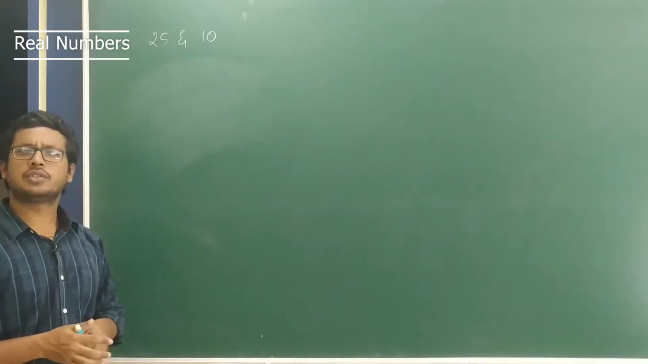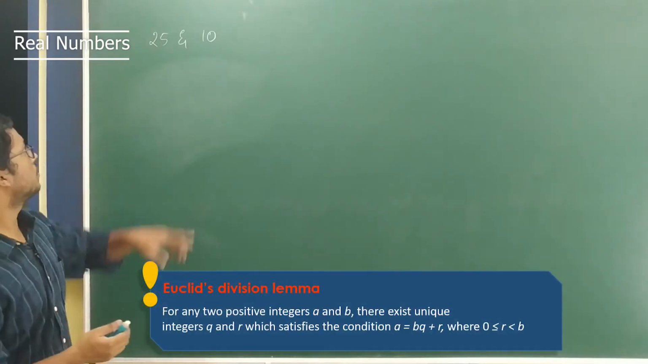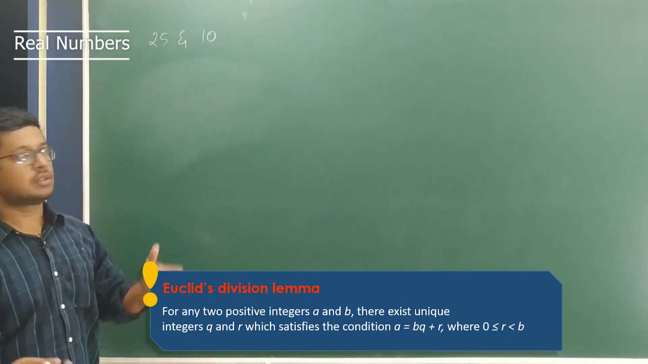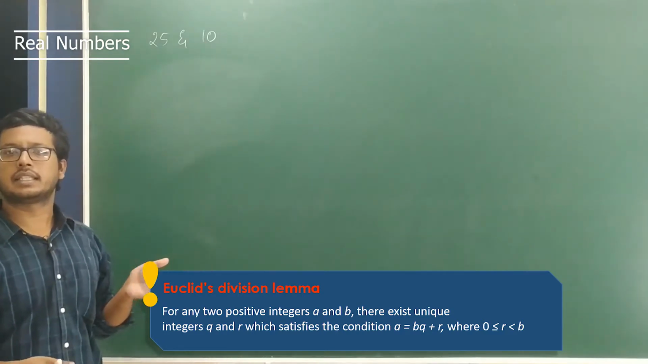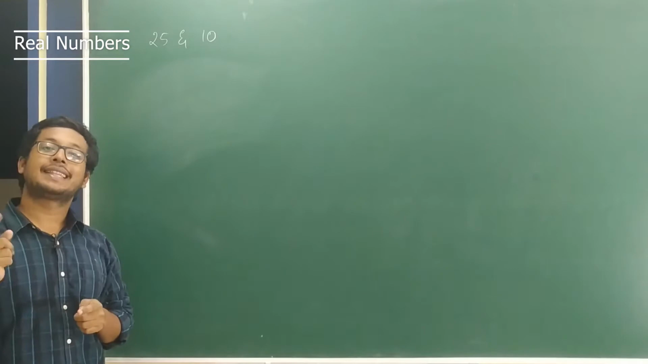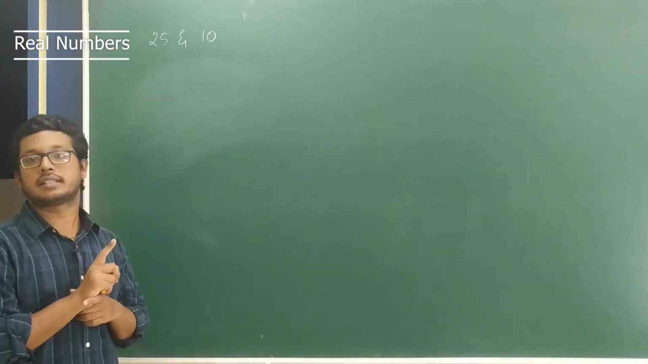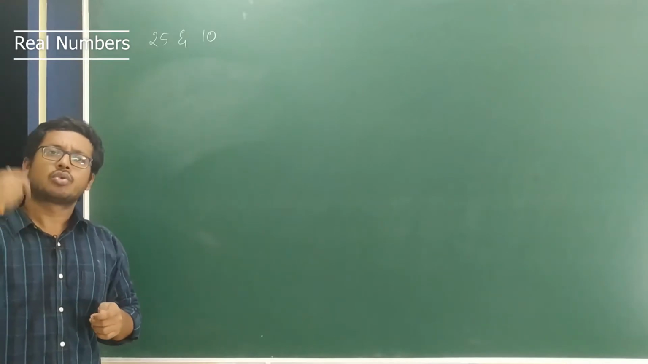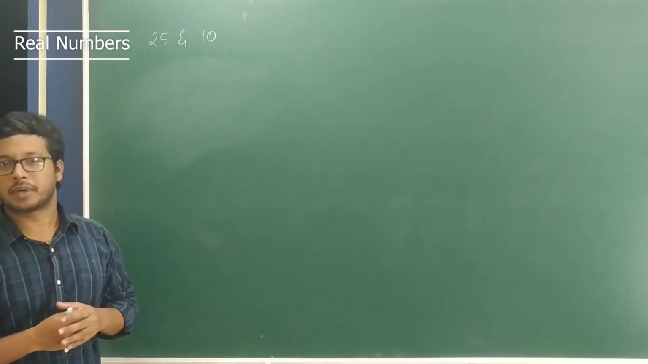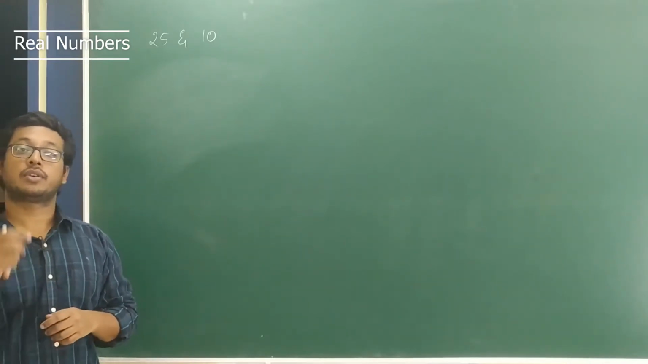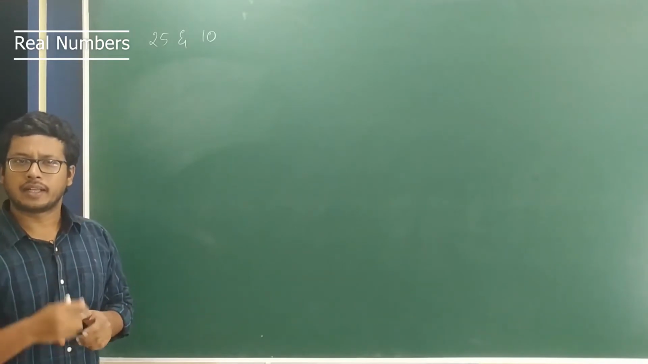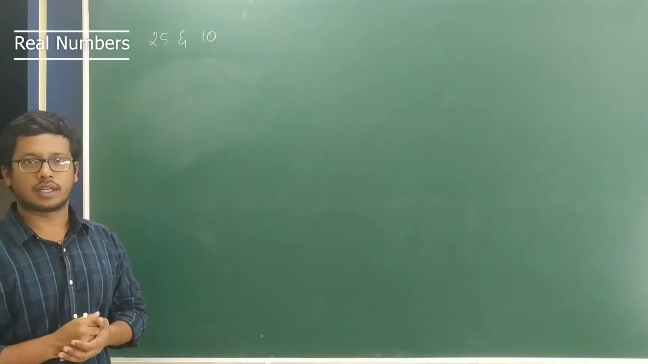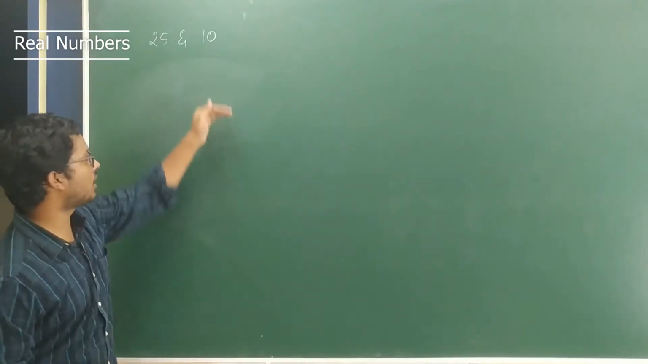Alright. So what does Euclid's division lemma say? You express one number in terms of the other. If the remainder turns out to be 0, then the divisor itself is the HCF. Otherwise, you take the remainder and the previous divisor and you express the divisor in terms of the new remainder. So you go on doing this until the remainder becomes 0. Once the remainder becomes 0, the previous divisor itself is the HCF.